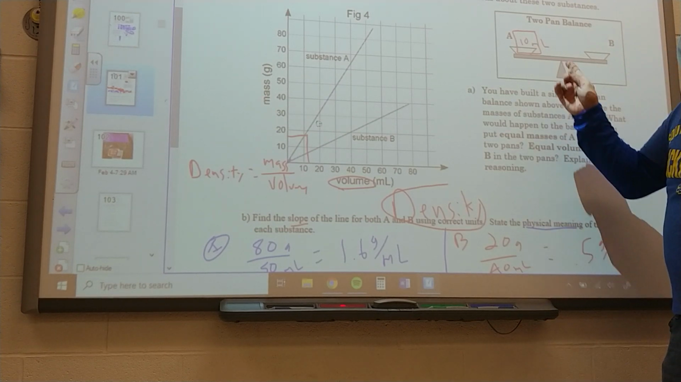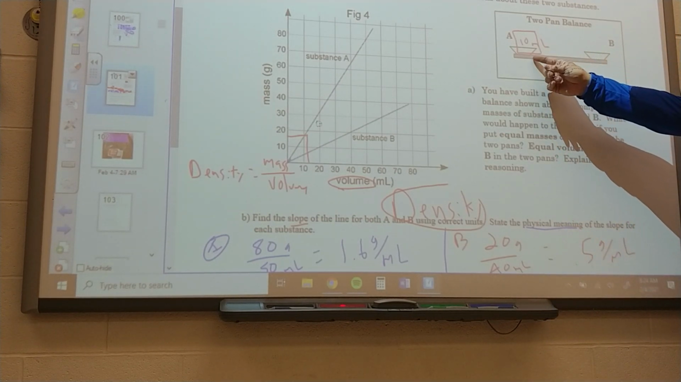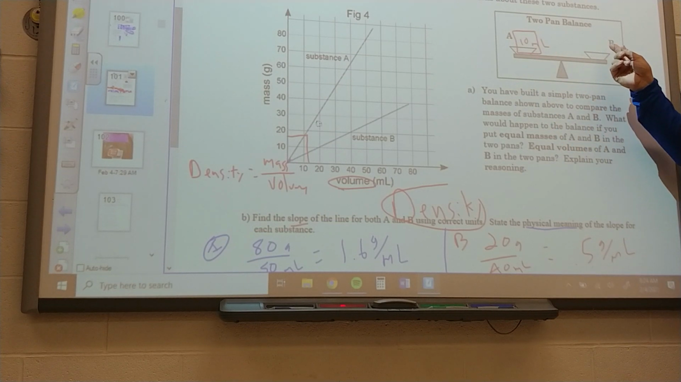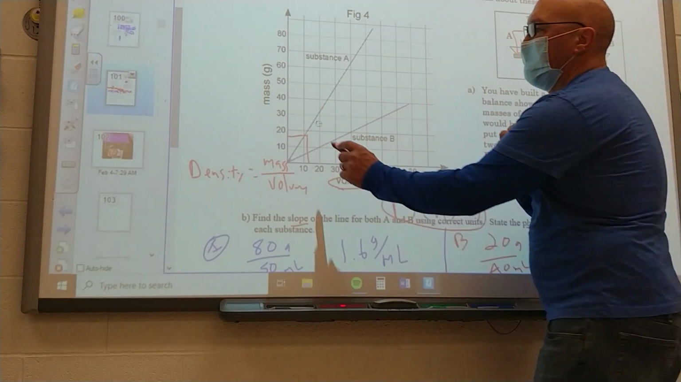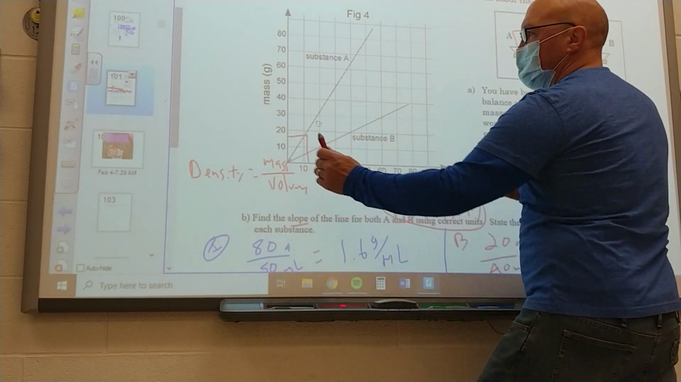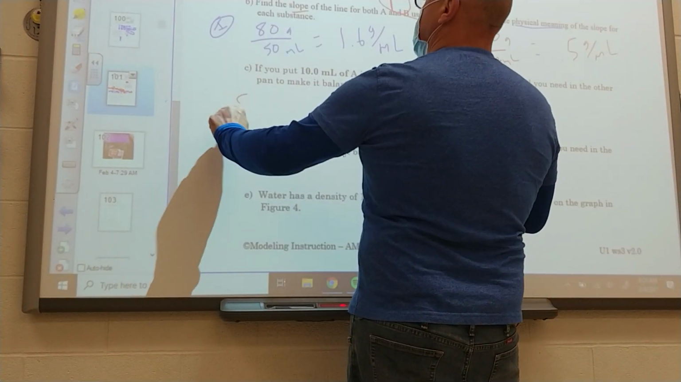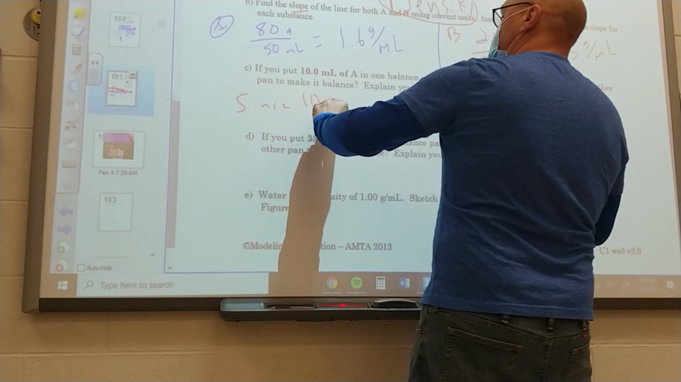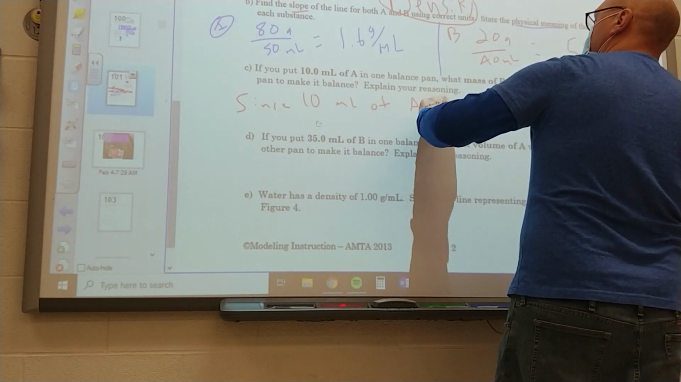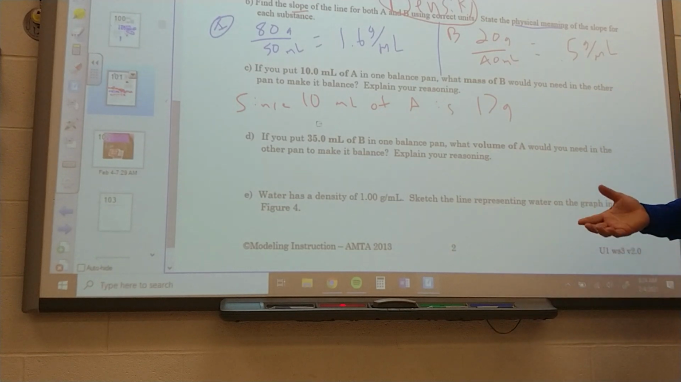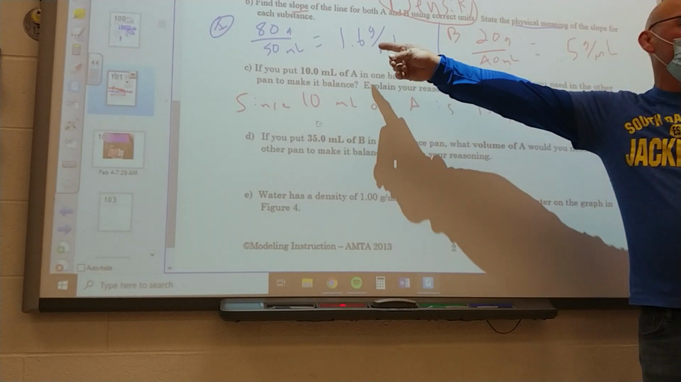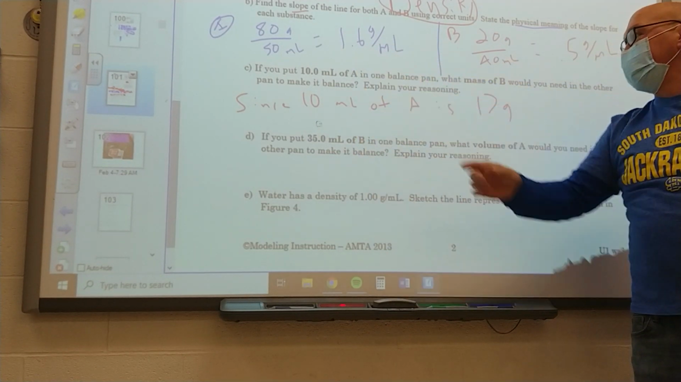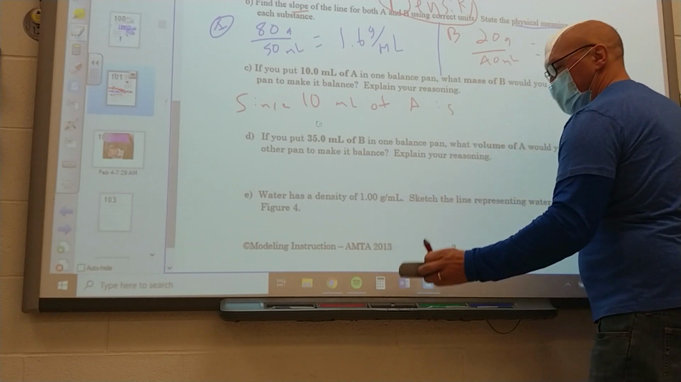I'm hoping that you realize if we put 10 milliliters of A in there, I need B to balance, but I need the same mass. Well, 10 milliliters of A would be about 17 grams. It's 16? I'm okay with that. Because of this, yeah, it is 16 grams.